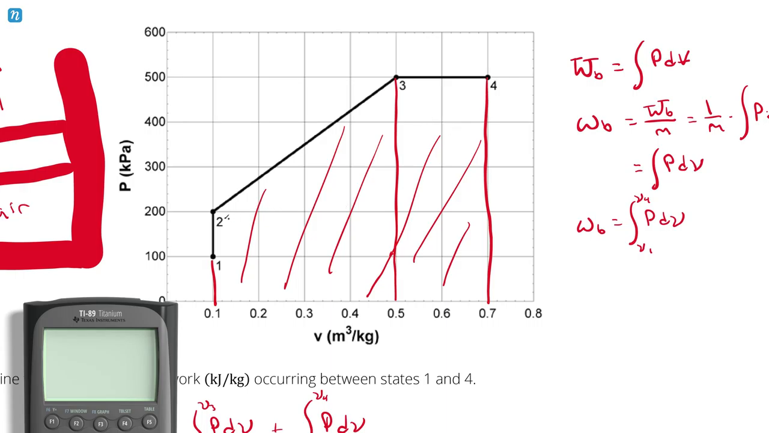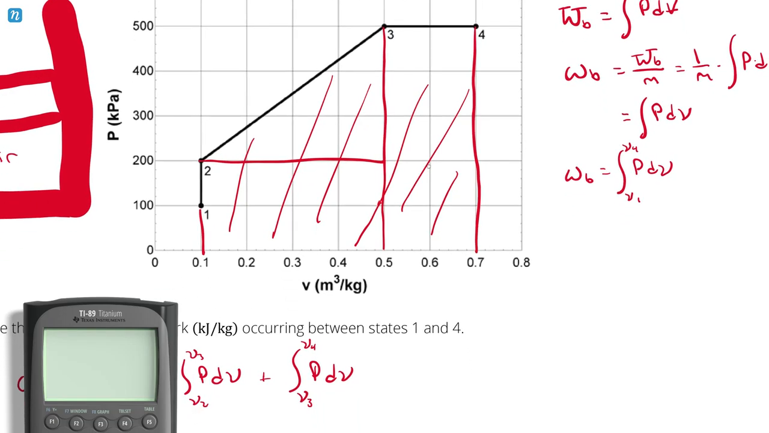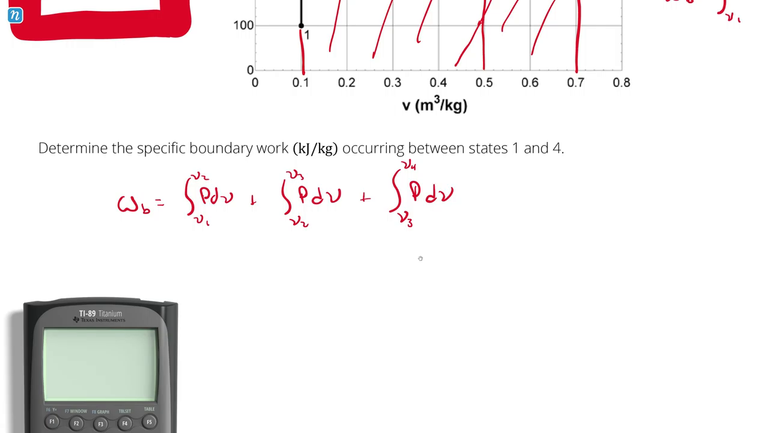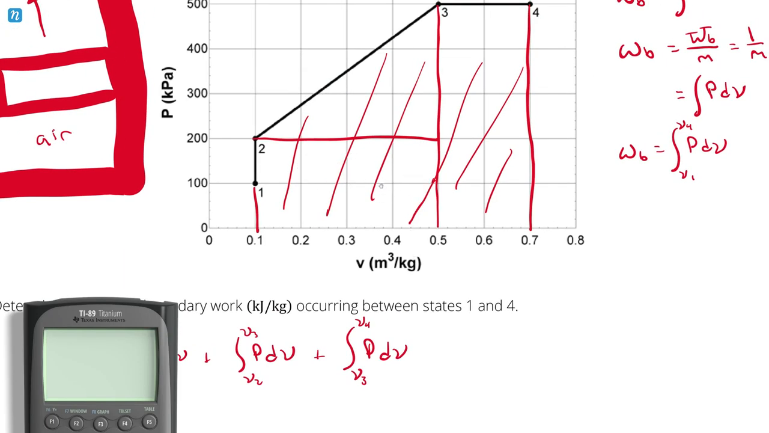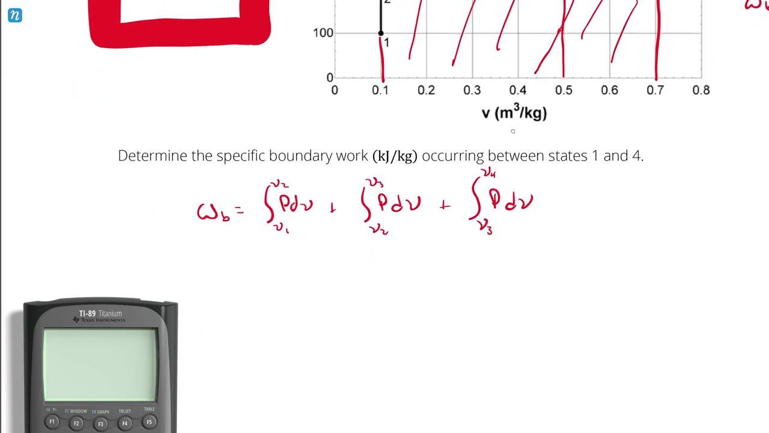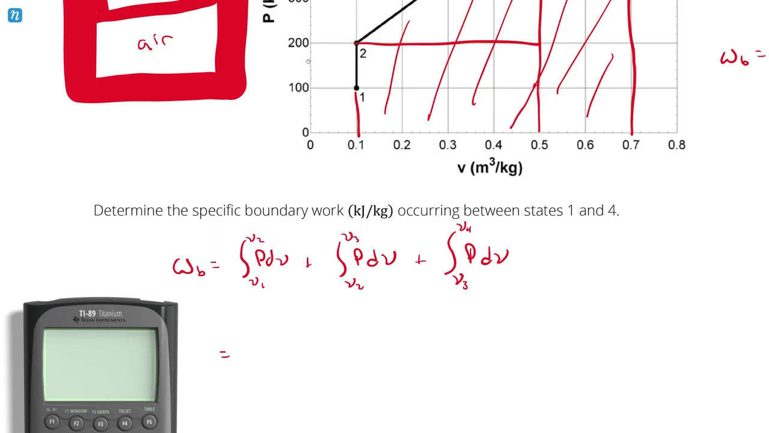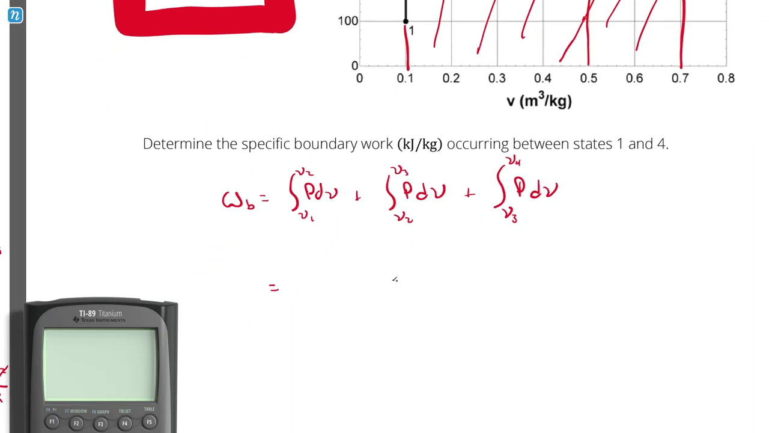And I can do that by splitting it apart into some simpler geometric shapes. Add them together, that would give me my answer. So, let's see. Let's do the area of this rectangle plus the area of this triangle plus the area of this rectangle. So the first rectangle would be 200 kilopascals times 0.4 cubic meters per kilogram.